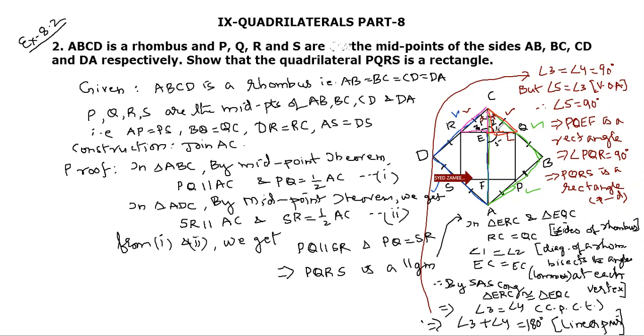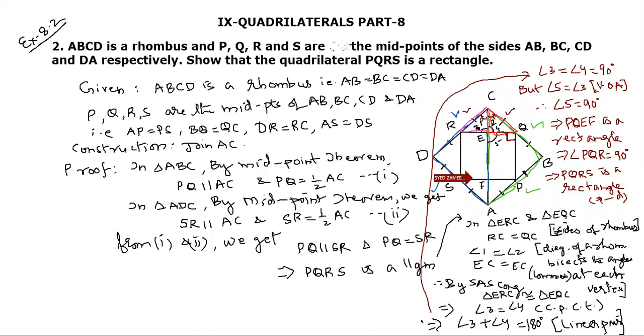When 3 and 4 are both 90 degrees, automatically 5, because 5 is equal to 3, will also be 90 degrees. When 5 is 90 degrees and PQEF is a parallelogram with one of the angles 90 degrees, it is a rectangle. When it is a rectangle, this angle Q will be 90 degrees. So we have proved that PQRS is a rectangle.